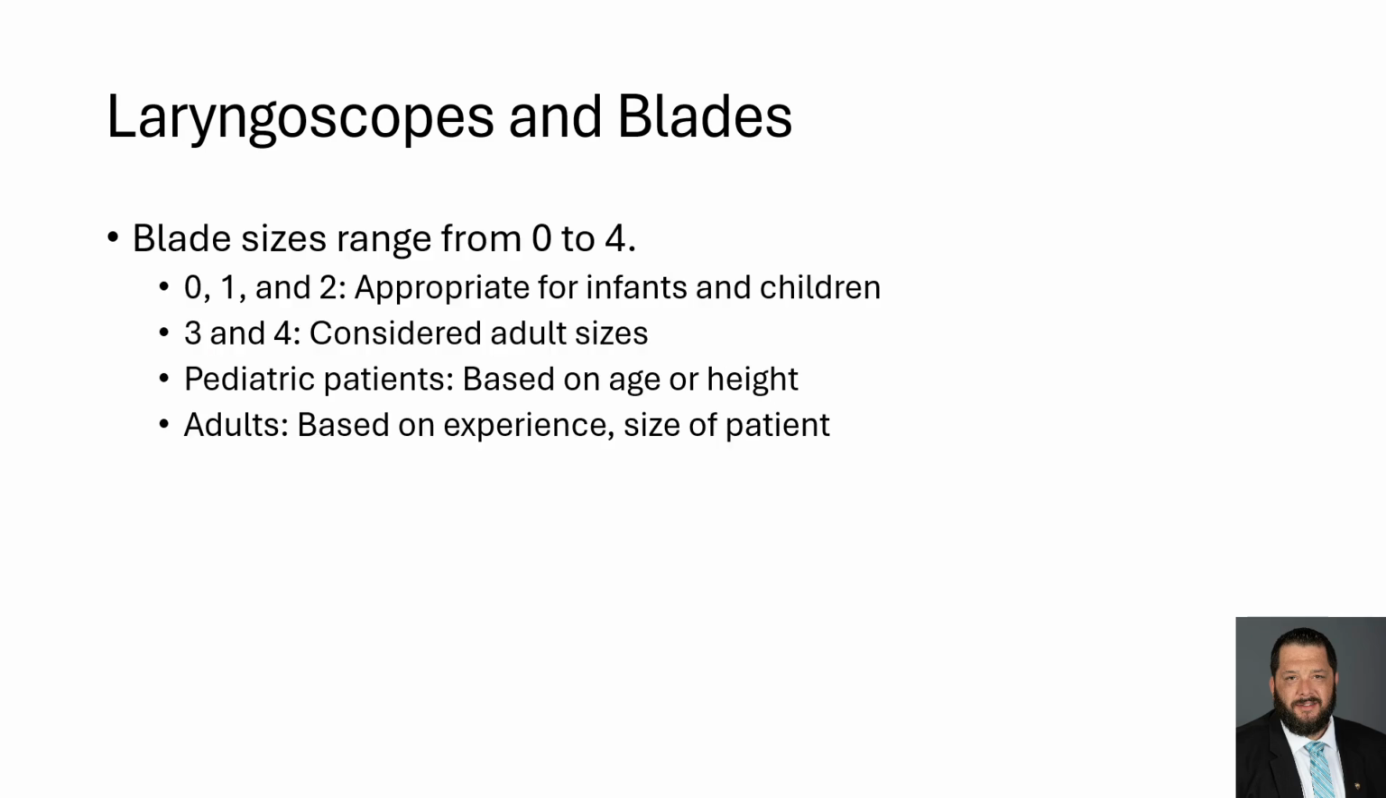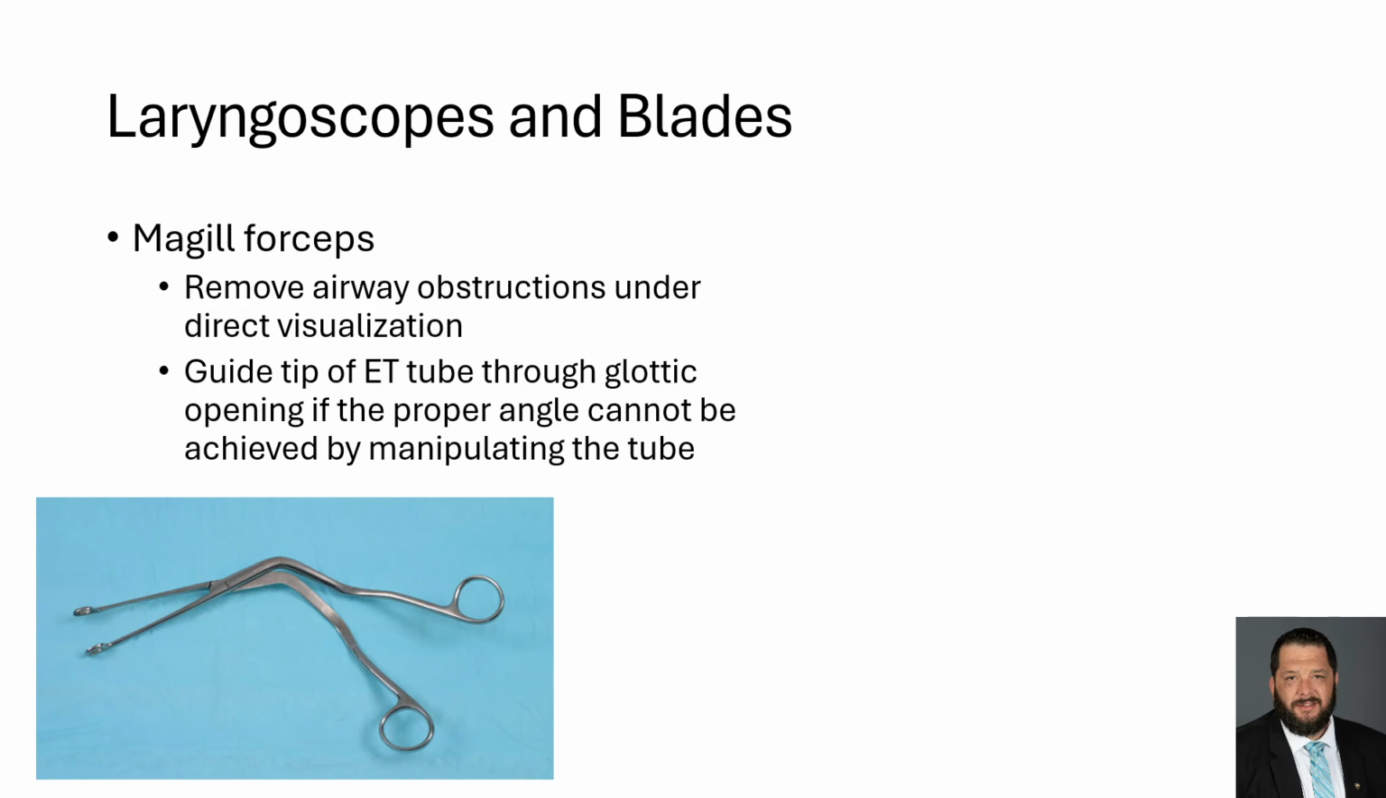Blade sizes can range from 0 to 4, with 0 and 1 being most appropriate for infants and children, and 3 and 4 are generally considered adult size. For pediatric patients, you're going to base it on age and height, and for adult patients, you're going to base it on the provider's experience and the size of the patient. And we're going to go over specific techniques for using each of these in the laboratory setting, but I want to make you aware of them before we get that far.